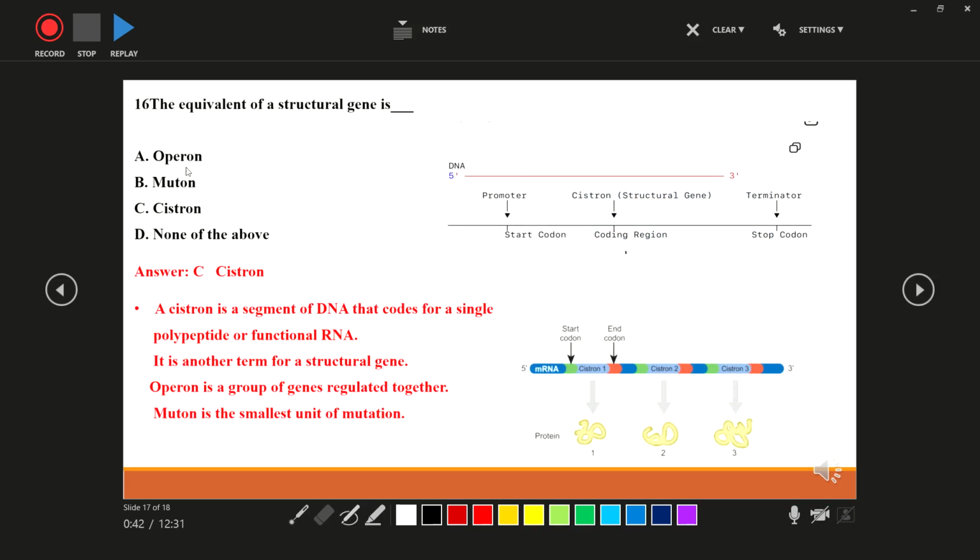The equivalent of a structural gene is cistron. You can see here clearly. Cistron, structural gene. The cistron is a segment of DNA that codes for a single polypeptide or functional RNA. It is another term for the structural gene. Operon is a group of genes regulated together. Mutant is the smallest unit of mutation.